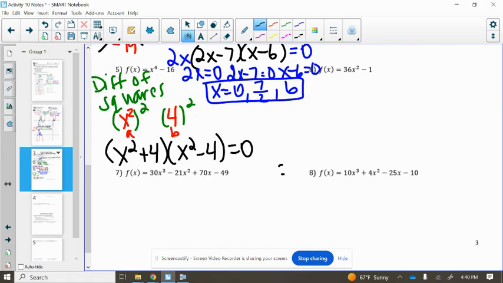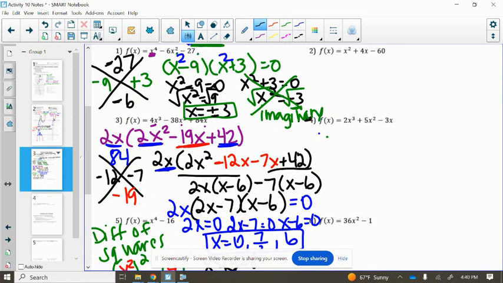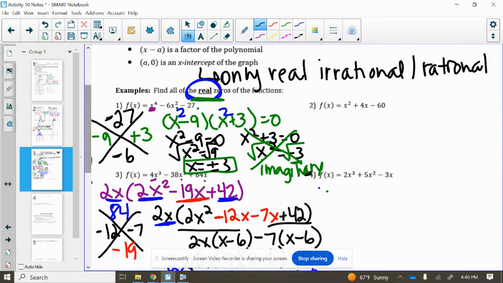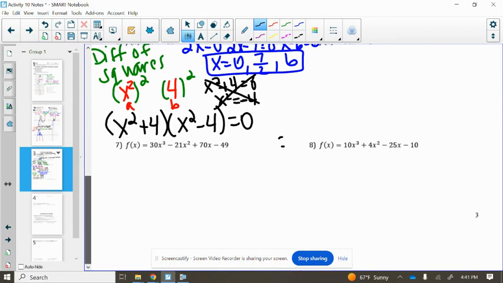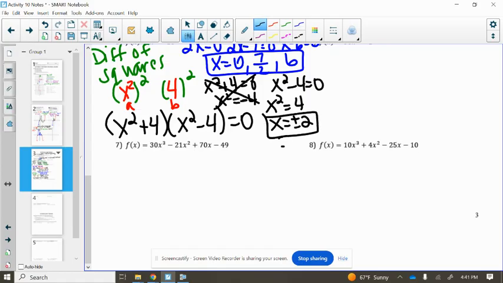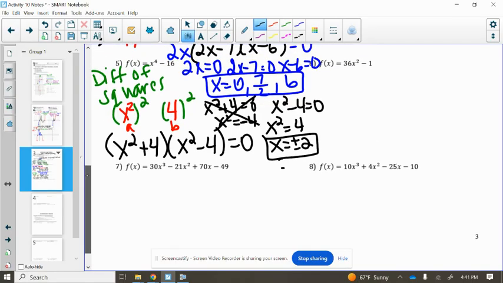Now, as we set each piece equal to 0 this time, again, x squared plus 4 results in us taking the square root of a negative. So this doesn't end up being a piece we want to use for a real solution, because again, we don't want to end up with an imaginary right now. However, x squared minus 4 equal to 0 is going to give us two zeros at positive and negative 2. This time those would be our zeros.